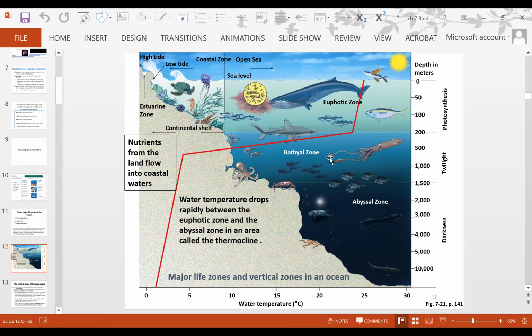Okay, so the red line is showing you the water temperature, and the y-axis here is showing you depth. So you start out with warmer temperatures, and then around 200 meters deep, that is where you have this dropping in temperature, and then around 500 meters, it drops. And then it's pretty cold throughout this zone down here.